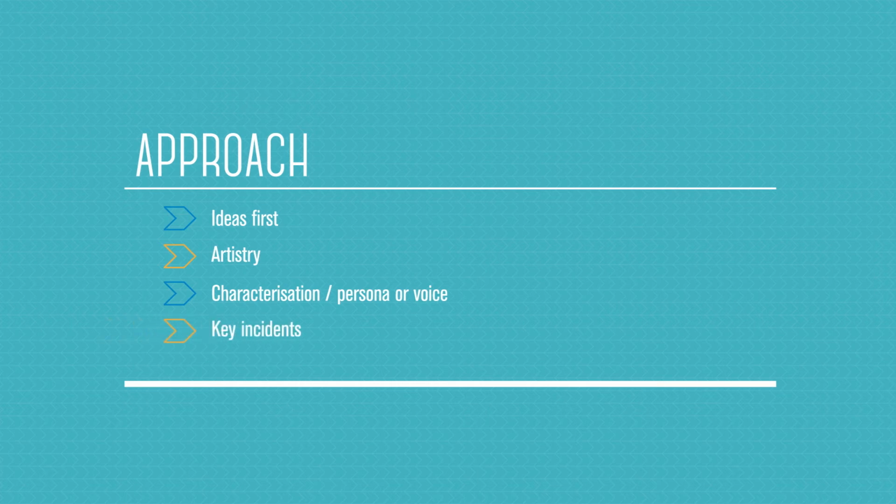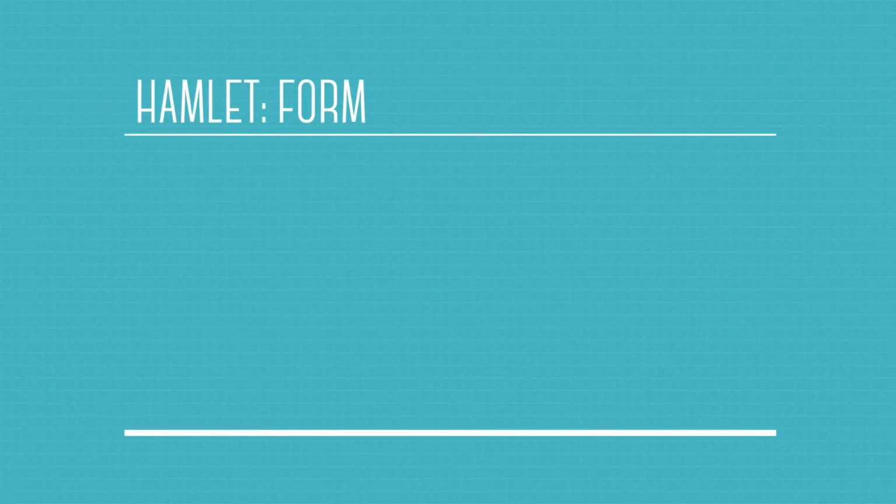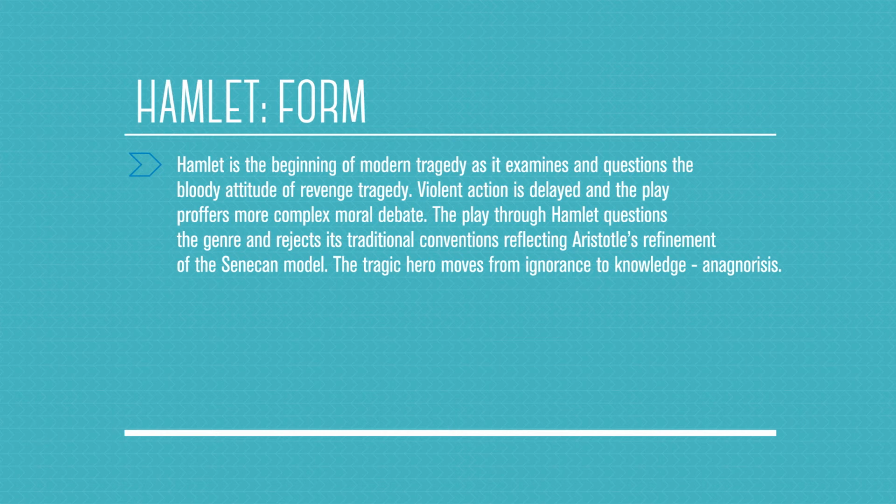Key incidents in the text. You need to know the setting inside out, the form and structure, the language, and as I said, a personal response. So let's use Hamlet as an example. It still tends to be incredibly popular. Unusual form in terms of Hamlet. Yes, we know it's the tragedy, but this is the birth of a modern tragedy.